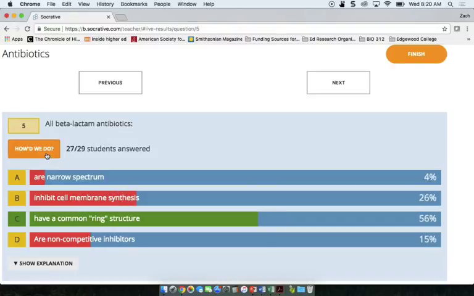So definitely not narrow spectrum. Some are narrow spectrum, and if they're narrow spectrum, they're targeting gram positive. Some are able to get through that outer membrane of gram negatives, and they've been modified in ways to allow them to. The beta-lactams are a large catch-all class that include penicillins and its derivatives, the cephalosporins and its derivatives, and then also what we call monobactams and the carbapenems.